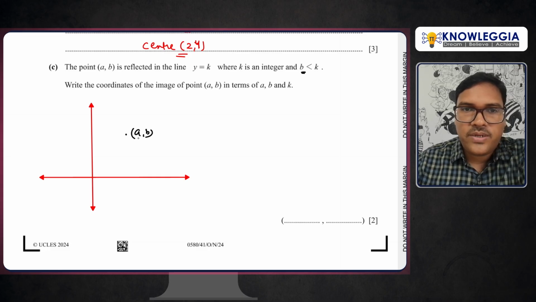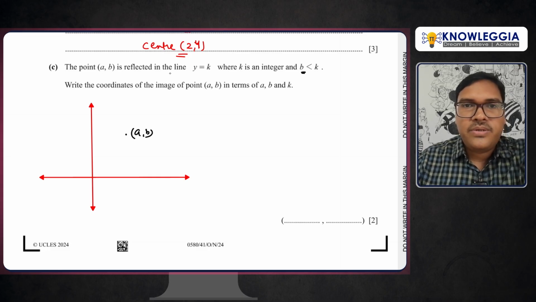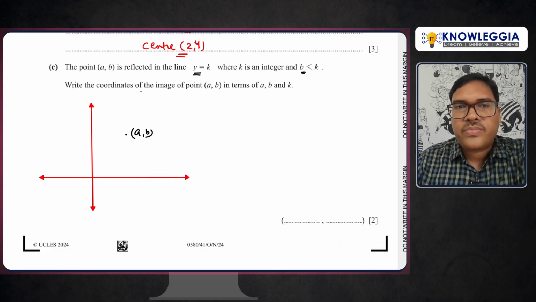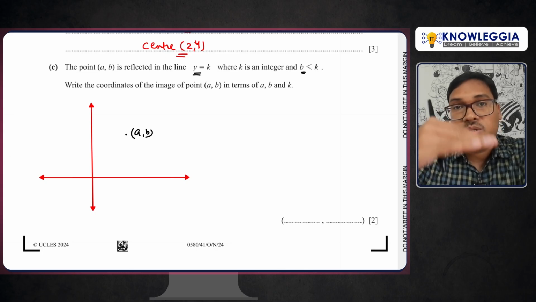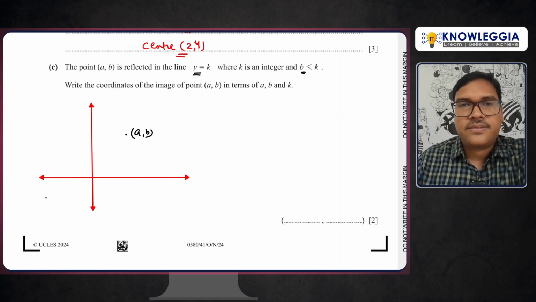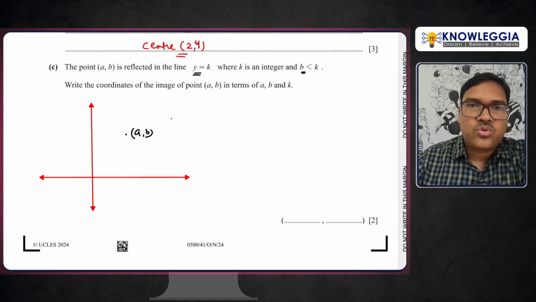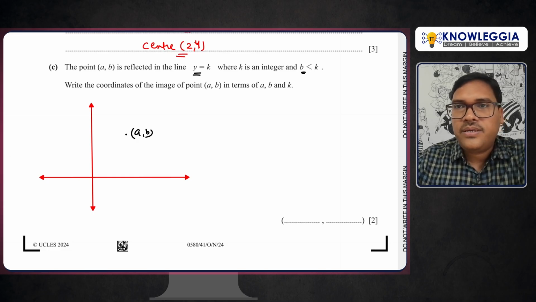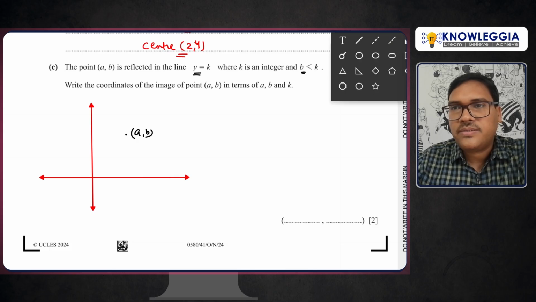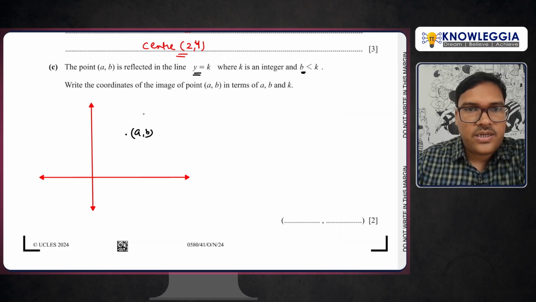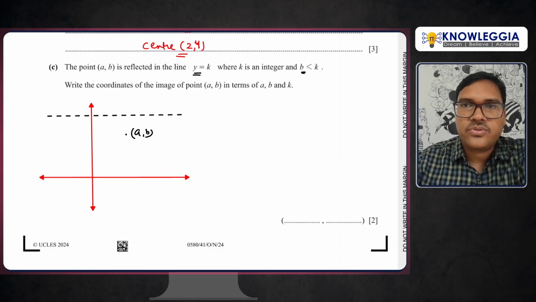Now what we are saying is the point a comma b is reflected in the line y equal to k. Now we know line y equal to k is parallel to the x-axis. And they are saying that b is less than k. So obviously this line will be above this point. So this is the line y equal to k. I hope this point is also clear.